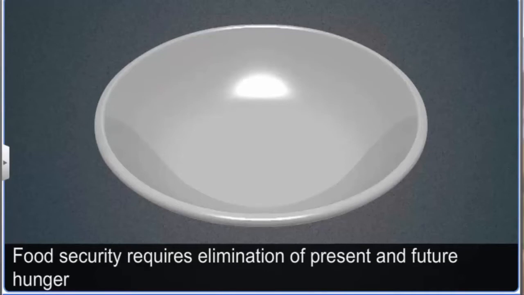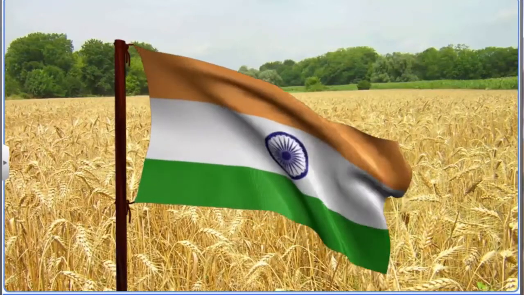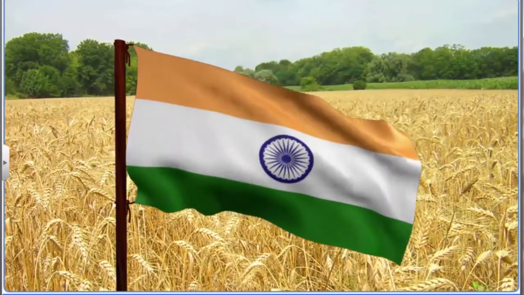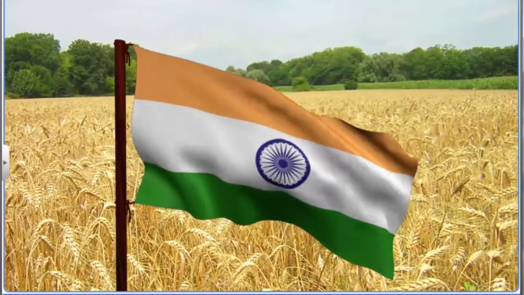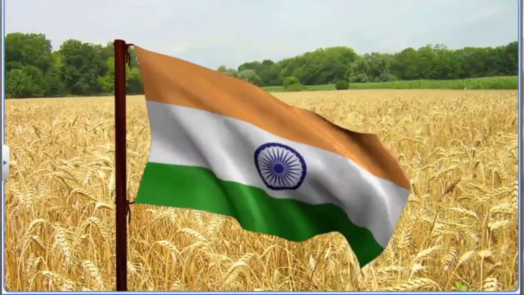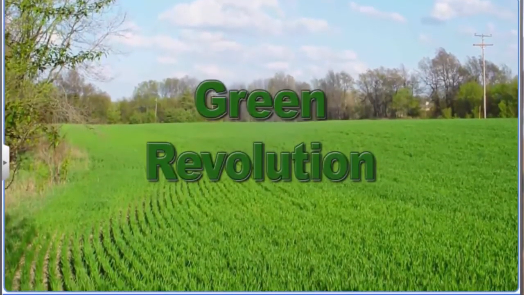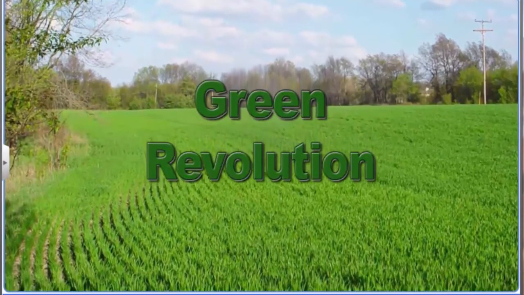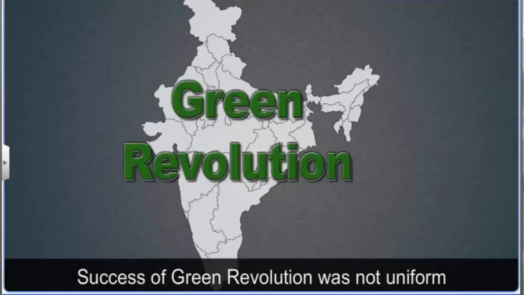Since independence, India has made rapid strides in attaining self-sufficiency in food and to provide food security to its large population. The introduction of modern farming methods brought about the Green Revolution in India, marked by a dramatic increase in the production of food grains. The success of the Green Revolution was not uniform across India.